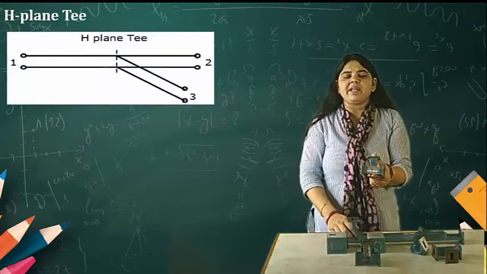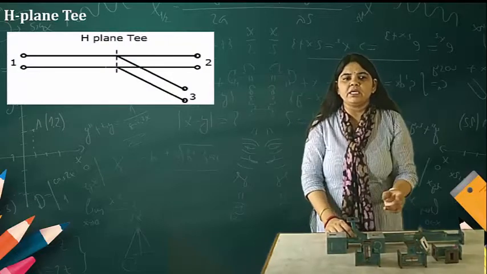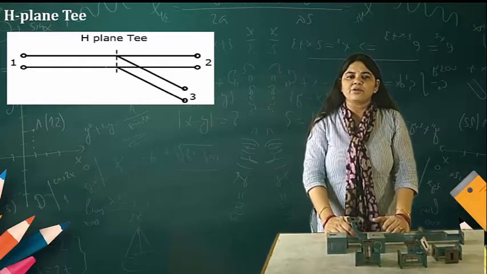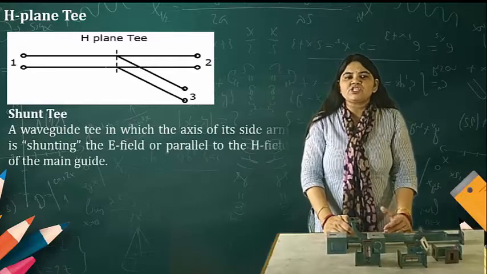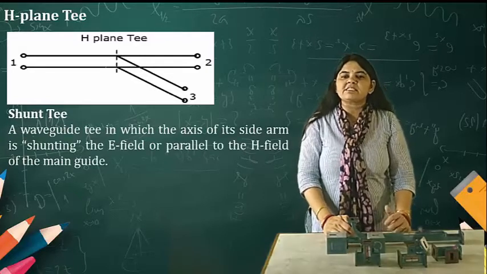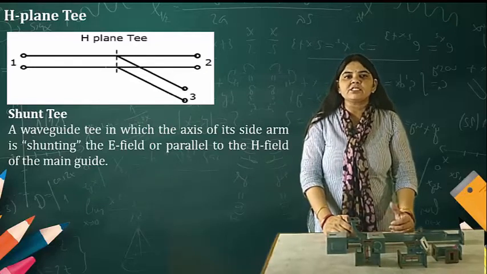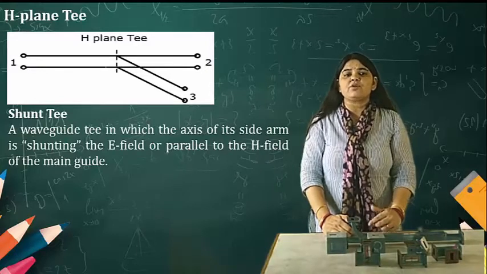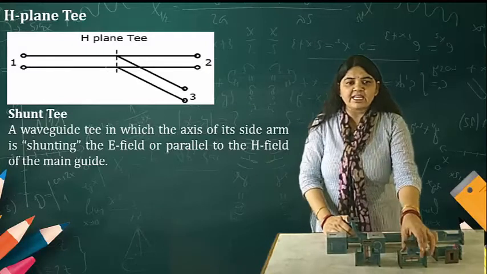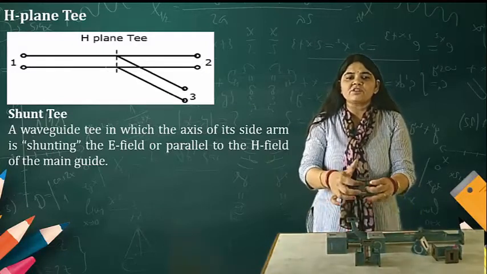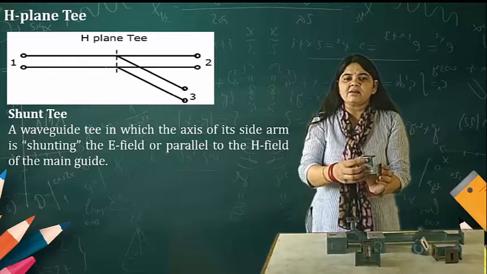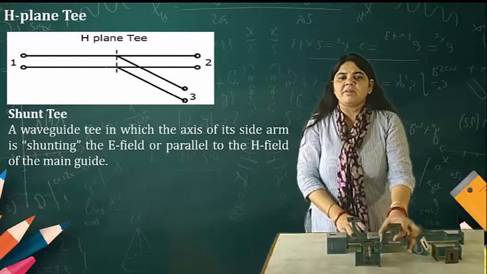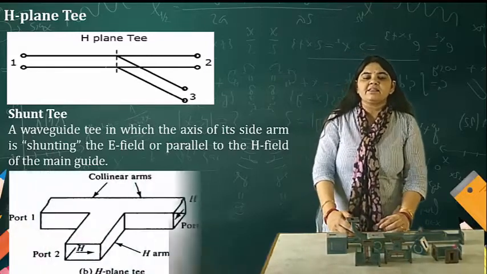Now in the H plane T diagram, you can see port number 1, port number 2, and port number 3, and it is known as the H plane T. The H arm is connected in parallel, which is why it is known as the shunt T, while the E plane T is known as the series T. A shunt T means a waveguide T in which the axis of the side arm is shunting in the E field or parallel to the H field of the main guide.